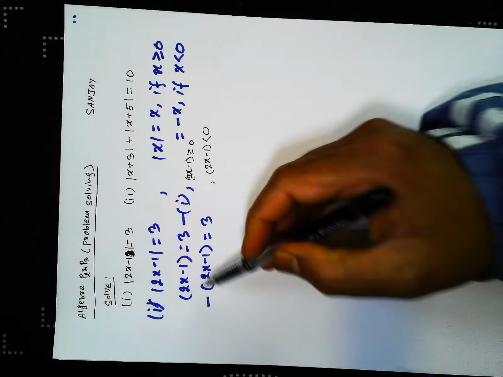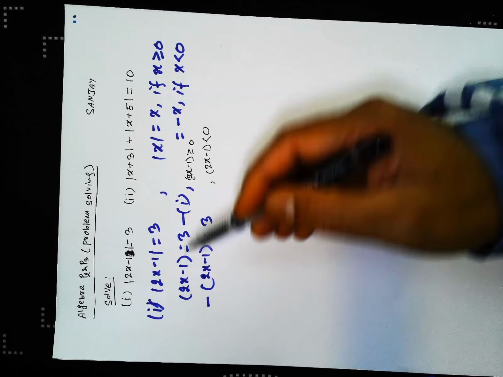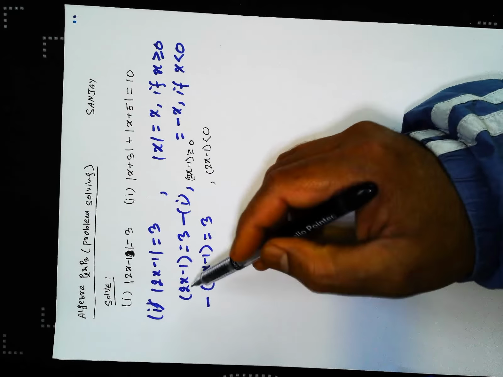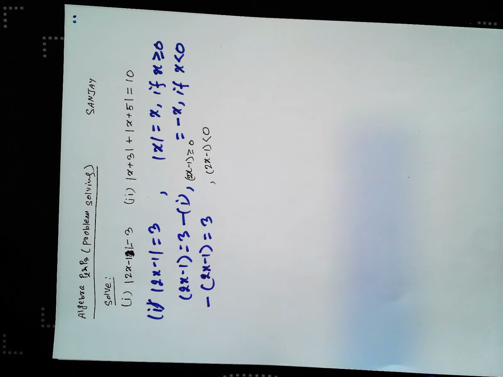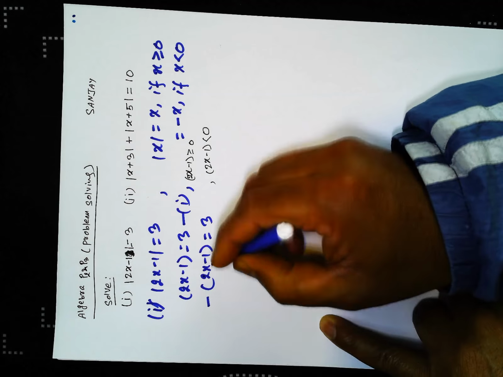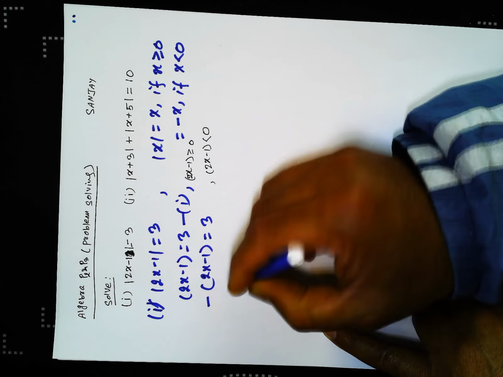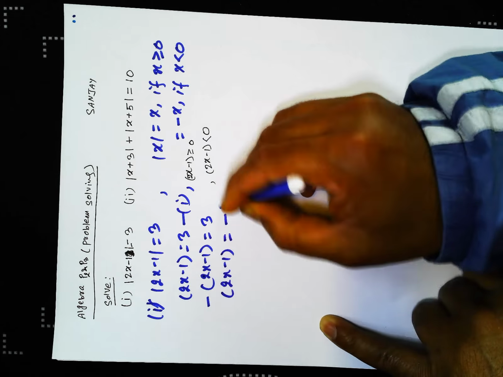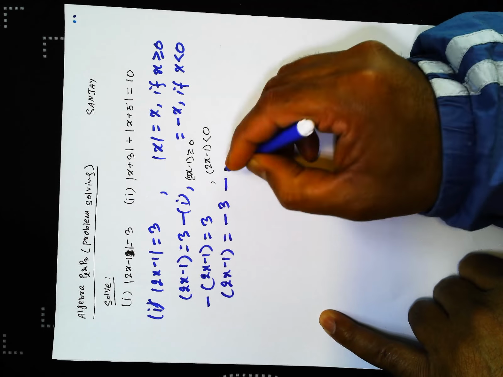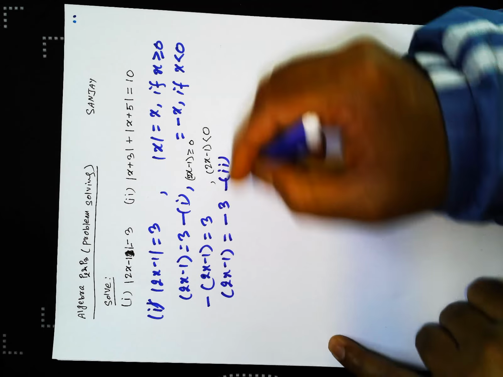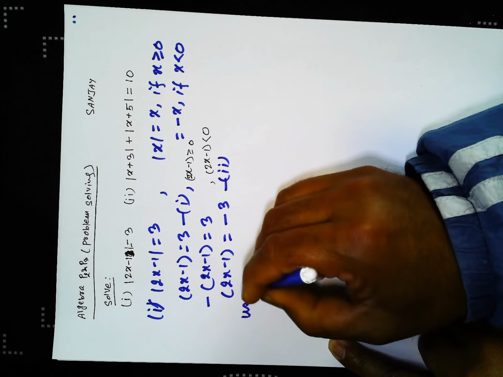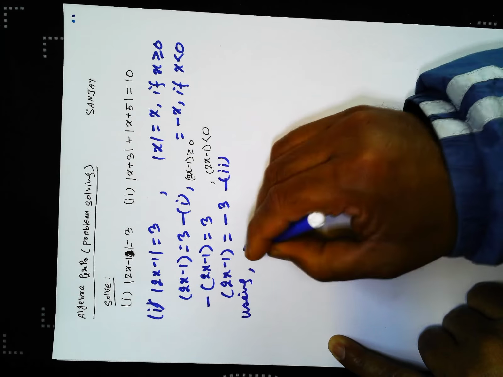So treat 2x minus 1 as if this is x, because this whole thing is supposed to be a single thing. That means if you rewrite this step, if you transpose this minus to the other side, you will have 2x minus 1 equals minus 3. You can call it equation 2. So it is easy, from 1 you can solve it.